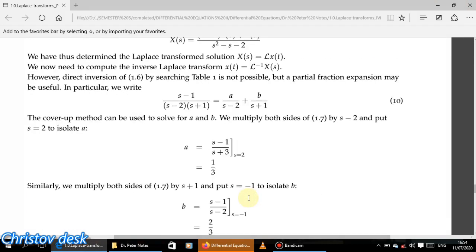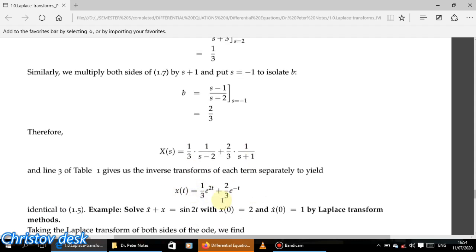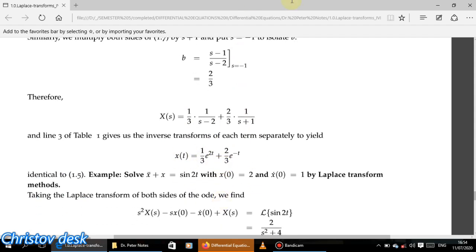So this has been done, and I think this is what you got, right? They use partial fractions to find a, and a is 1 over 3 and b is that. So 1 over s minus 2, what's the Laplace inverse of this? It is e raised to the power 2t. And the Laplace inverse of that is e raised to the power minus t, which is the same as what we got in the other one, isn't it? Okay, that is that.